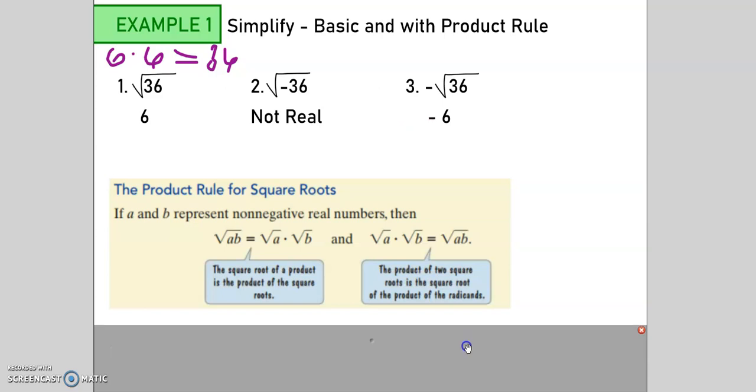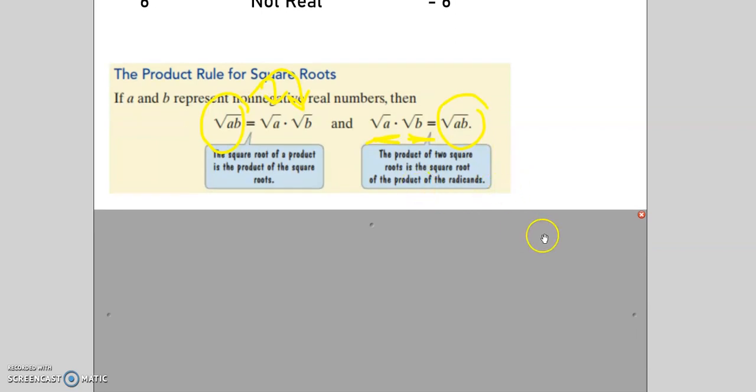Let's talk about the product rule. The product rule says that when I'm multiplying 2 numbers together under a square root, so the square root of a times b, I can separate it and write it as 2 separate square roots. I can say the square root of a times the square root of b. And then the same thing is vice versa. I can take 2 radicals that are separate and multiply them together and write it as 1. Okay, and we're going to use this property in the next example and in a few more examples later on.